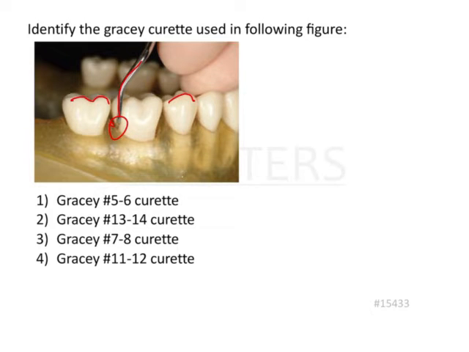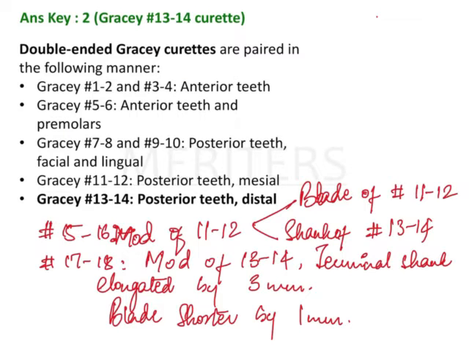So we are trying to identify the Gracie curette, because I've already mentioned that a Gracie curette is being used over here. So a Gracie curette which is used in the posterior region and is placed in the distal surface of a molar. So the answer is Gracie 13 and 14.